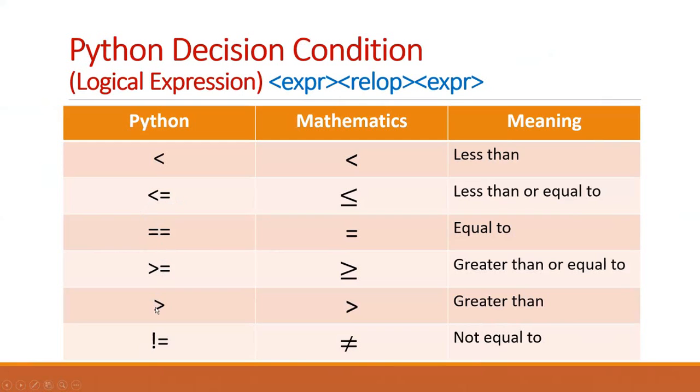Greater equal and greater than. Exclamation mark equal means not equal. Usually the exclamation mark means not in many other languages, and here we only have this for the relational condition to have not equals.